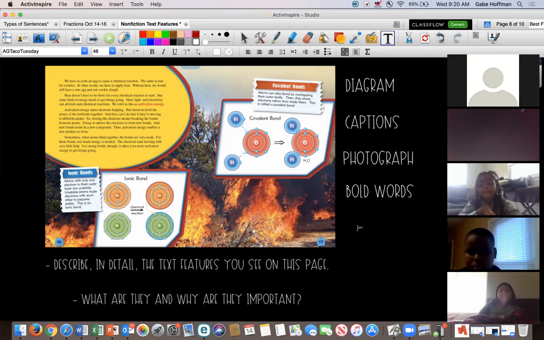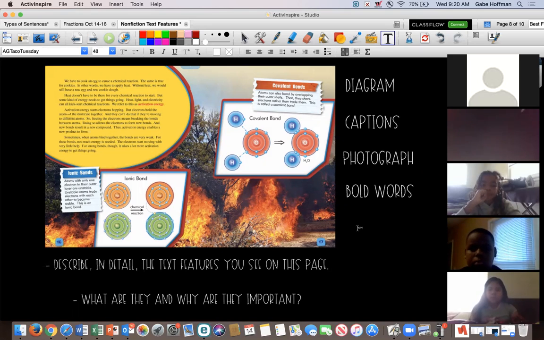We refer to this as activation energy. Activation energy starts electrons hopping, but electrons hold the atoms of the molecules together, and they can't do that if they're moving to different atoms. So freeing the electron means breaking the bonds between atoms. Doing so allows the electrons to form new bonds, and new bonds result in a new compound. Thus, activation energy enables a new product to form.